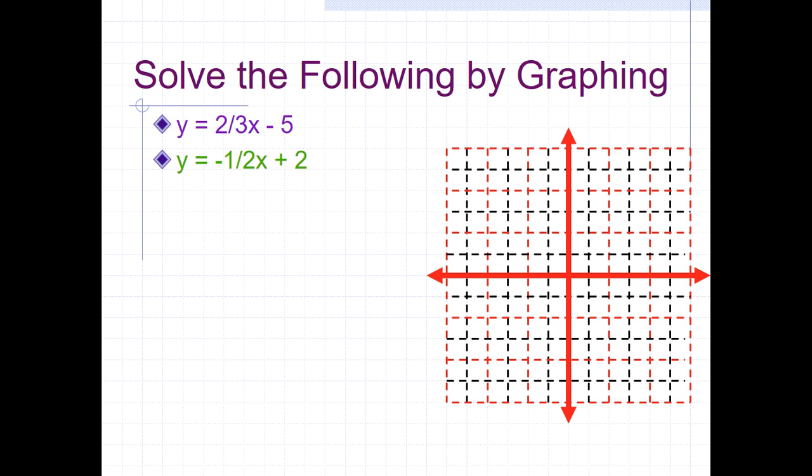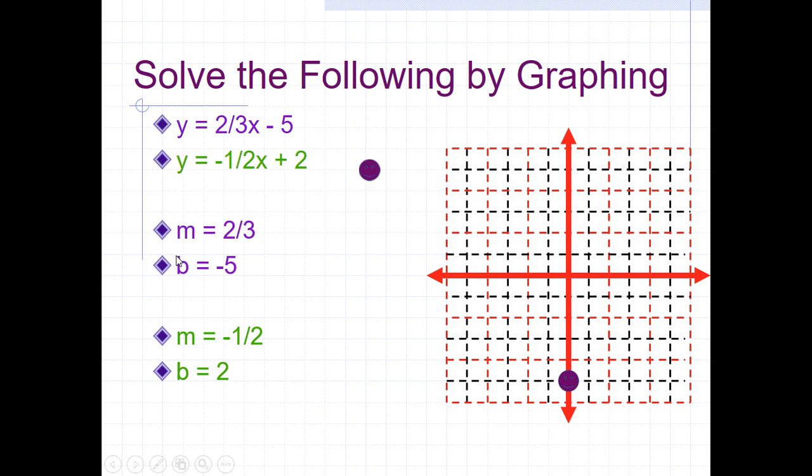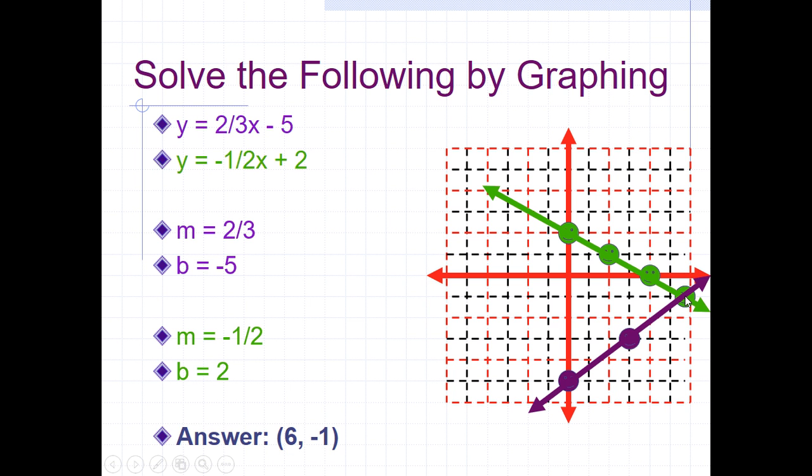All right, here we go, the next example. Once again, they're in slope-intercept form. So the first one, we start here at -5 this time, rising 2, running 3. I can do that a couple times and still keep on the grid. My next one, I start here at the y-intercept of 2, going down 1 over 2 many times until I find the spot where it touches the other line. That intersection is the ordered pair where x is 6 and y is down at -1.